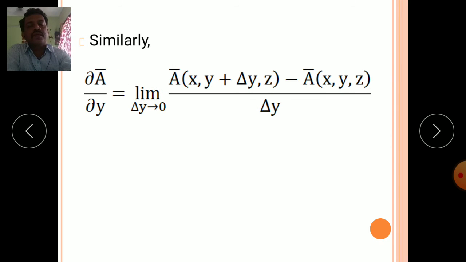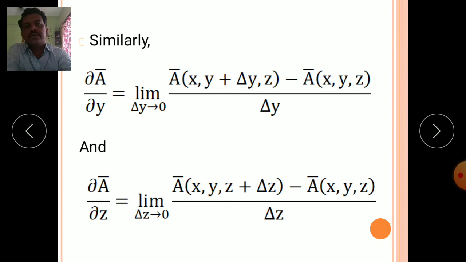Similarly, if we differentiate vector A with respect to y, as already we have differentiated with respect to x, then there is change only in the y component. There is no change in the x component and z component. Therefore, again the same limit delta y tends to 0, A(x, y plus delta y, z) minus the original vector A(x, y, z) upon delta y. Similarly we get with respect to z also. So ∂A/∂z equals limit of A(x, y, z plus delta z) minus A(x, y, z) upon delta z. This is the derivative of A with respect to z, and the previous one is the derivative of A with respect to y.